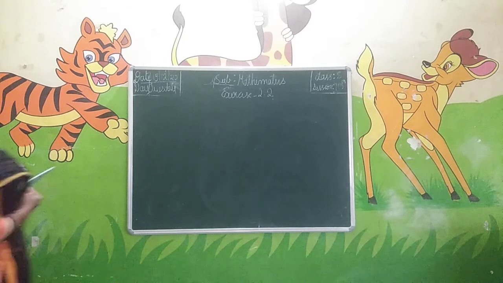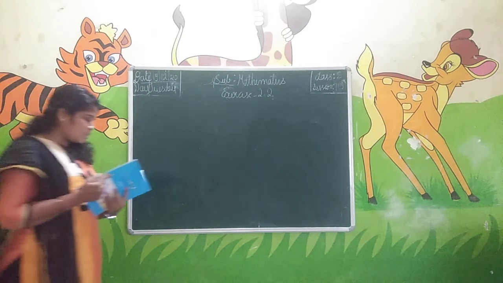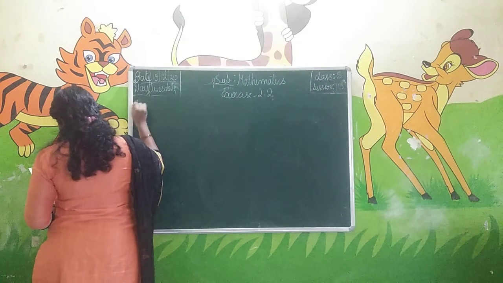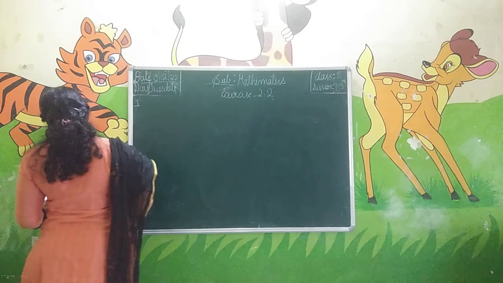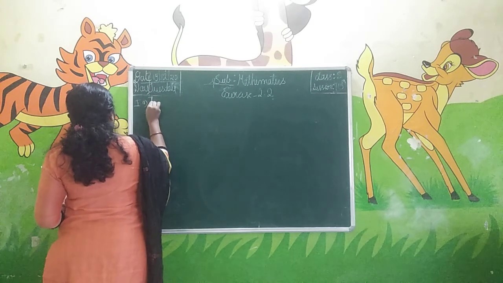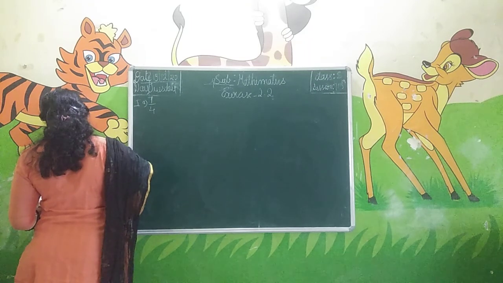Let's start the new exercise for the 8th standard. This is exercise 2.2, the 10th session for the 8th standard. In the first question, what have they given? Represent these numbers on the number line. The first one they have given is 7 by 4. Okay, students, 7 by 4 they have given.